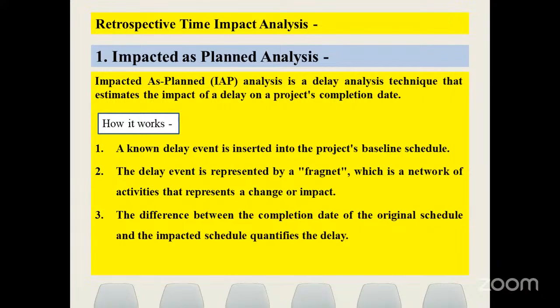Let's say the client failed to issue the design drawing for 10 days. So what is the impact of those 10 days on your schedule? In this case, we are going to insert one fragment: delay from client, or design drawing issue delay, with 10 days of delay. So how are we going to show the delay?